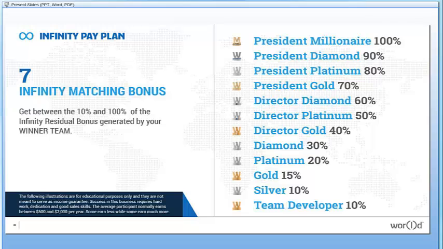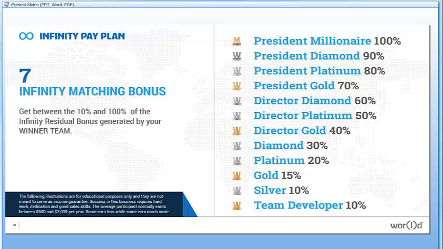Okay, Infinity matching bonus. This is huge. Remember, I said to you earlier that you have to give up 2 people from the winner team that go up to your upline, and the only money you're missing out on is $10 or $15, depending on the service plan they have chosen. And if the team that they are building is dynamic, growing, strong, and income is constantly coming through, well, this is where this comes into play.